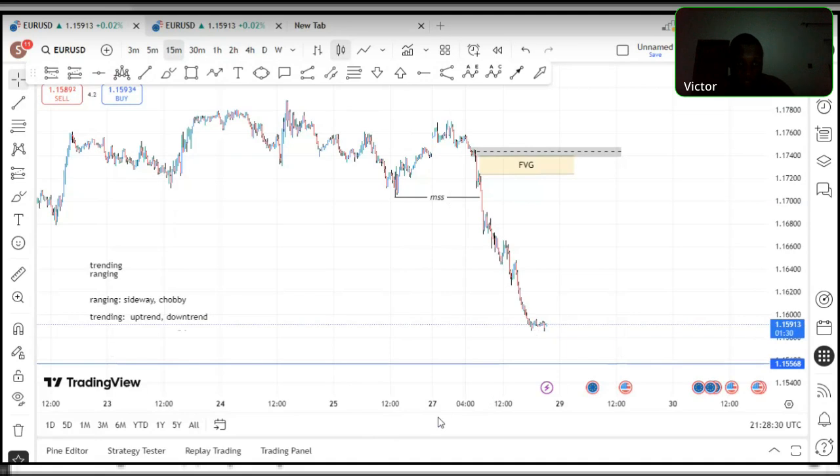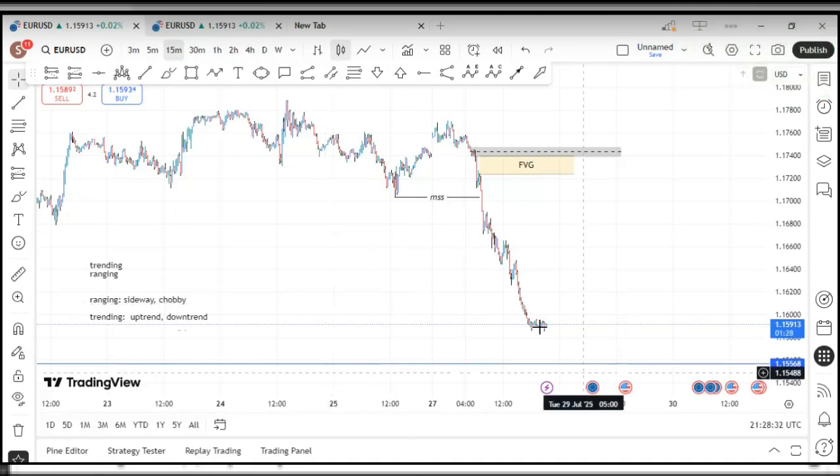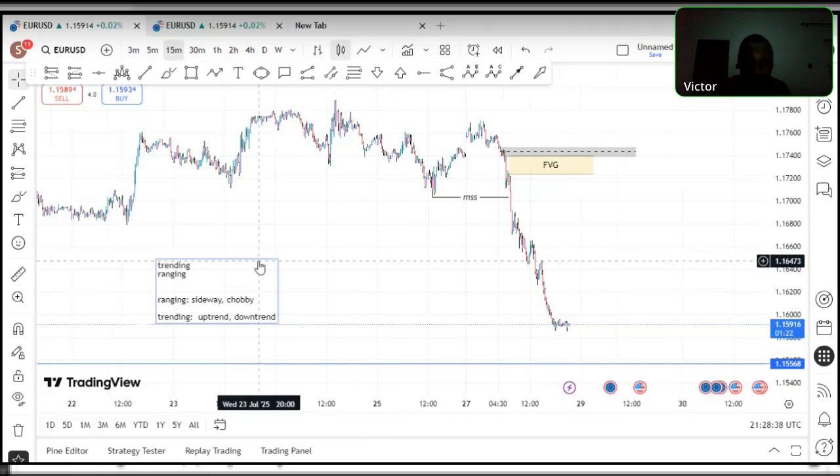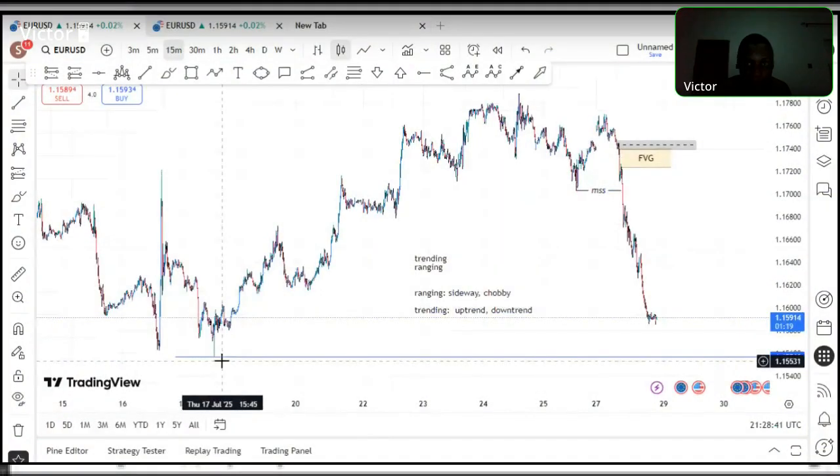You understand? So the way these prices are delivered is either to the upside or to the downside. If it is delivered to the upside, we have it as uptrend, like what we have here. From here, the price came here. Do you understand now?